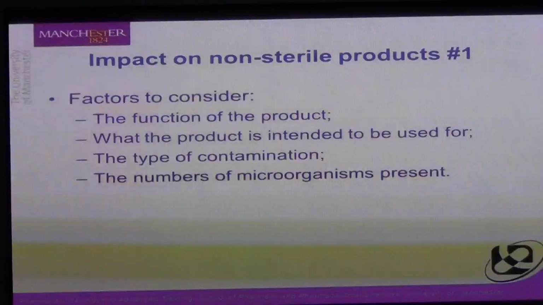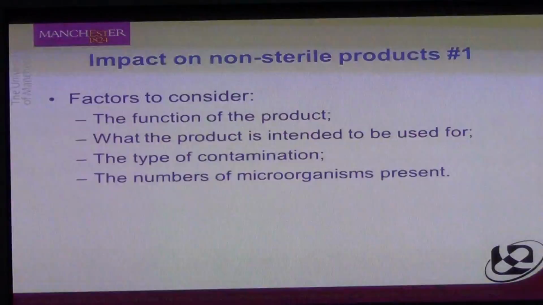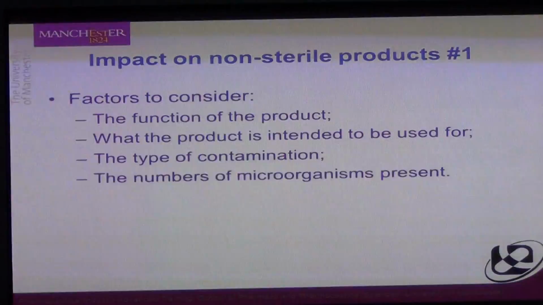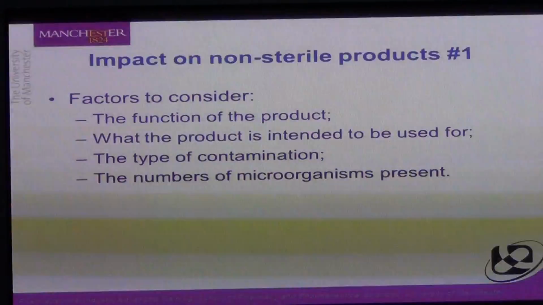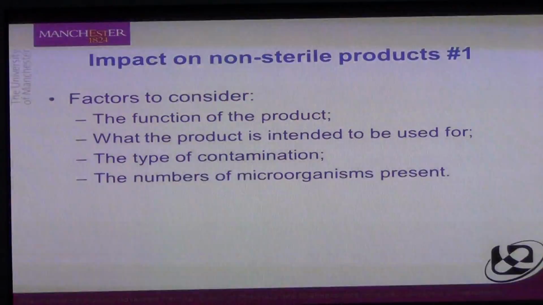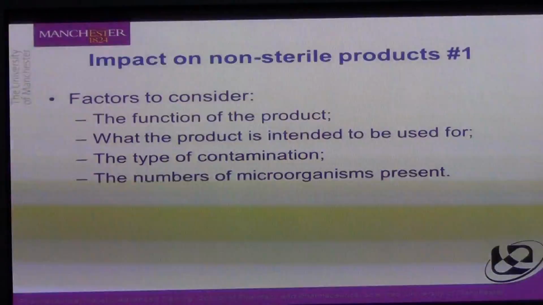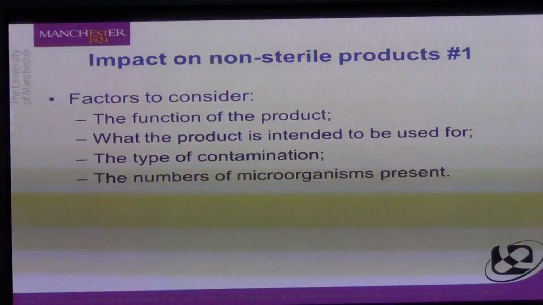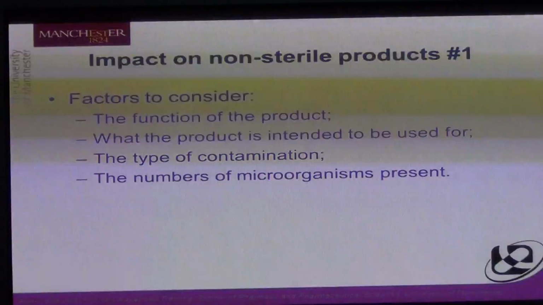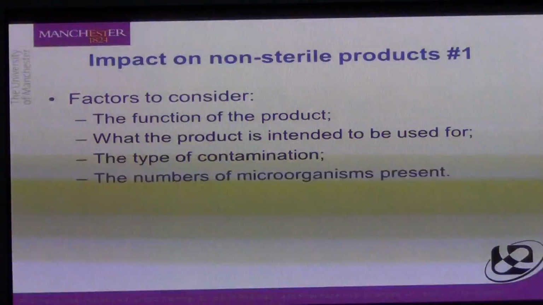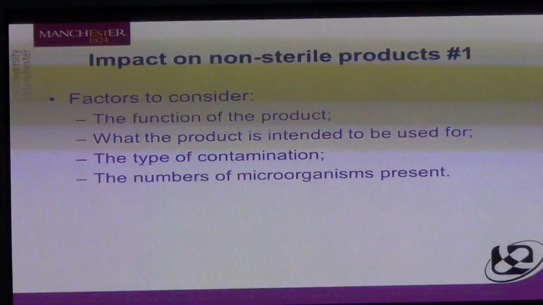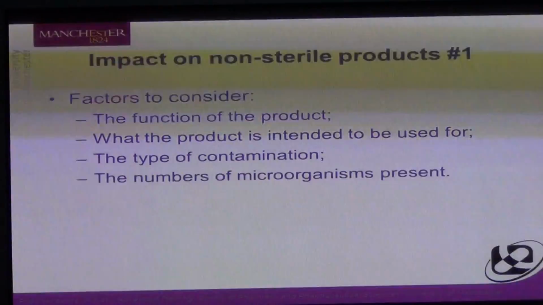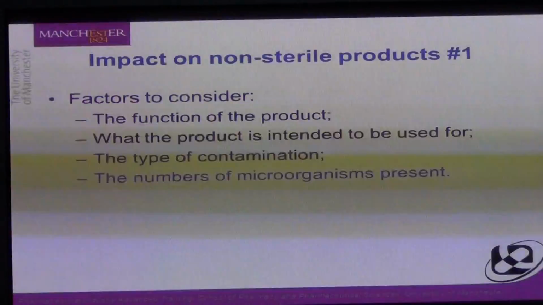So, for instance, a product that's put into the eyes is going to be at far greater risk than a cream that's rubbed into unbroken skin. But the type of contamination may be a risk. If a product rubbing on the skin is to go into a broken wound, then a gram negative like Pseudomonas would be very dangerous. But a non-pathogenic Staphylococcus, like Staphylococcus epidermidis, may well not be. It also might depend on how many organisms are seen, a low-level contamination or a high-level contamination.